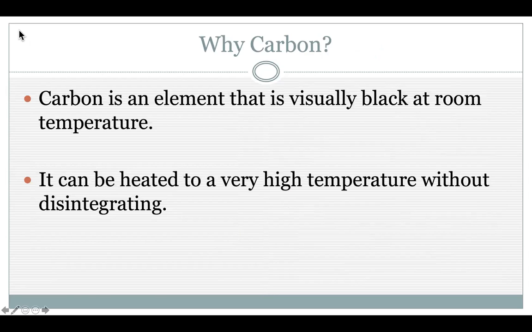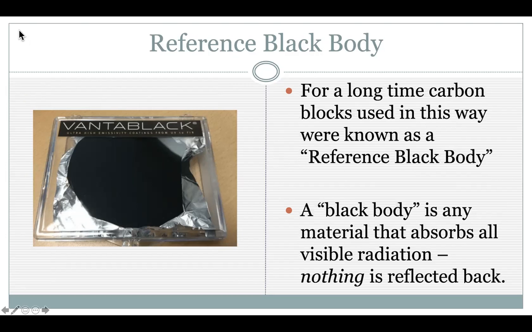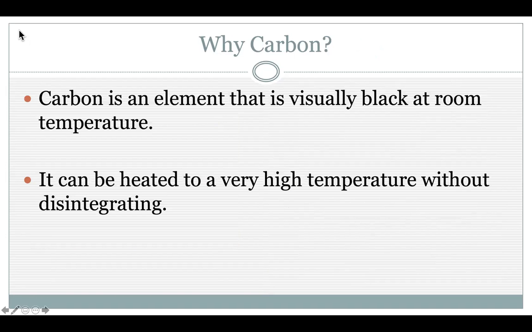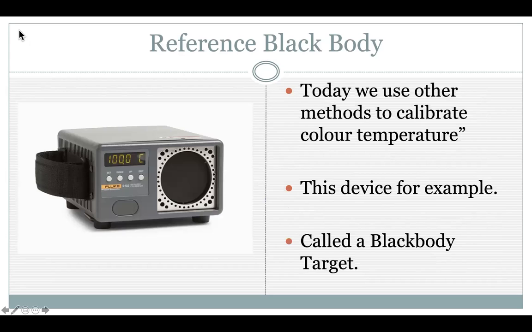So why carbon? Because carbon, for one thing, is an element that is visually black at room temperature. So again, this is the basis for this scale. Some of the stuff I talked about with the black body goes back to the fact that the first thing we used was black, which was carbon. And Kelvin felt that was essential for whatever reasons we don't need to get into. But we chose carbon because it's visually black at room temperature, which is essentially absorbing all energy. It can be heated to a very high temperature without disintegrating, right? And therefore you can have it go through all these color changes that it goes through as you heat it up. And we'll show them in a minute.